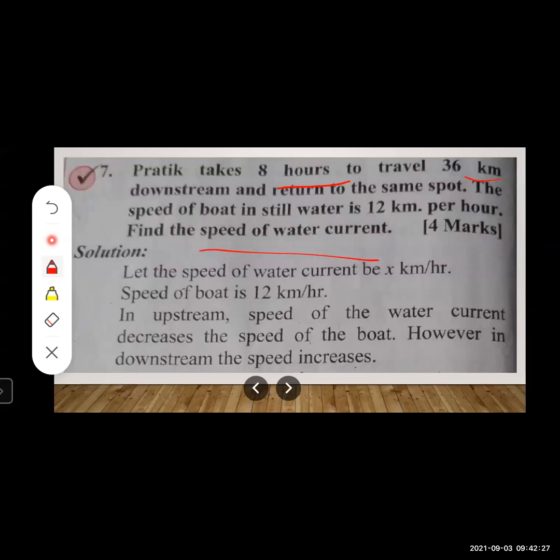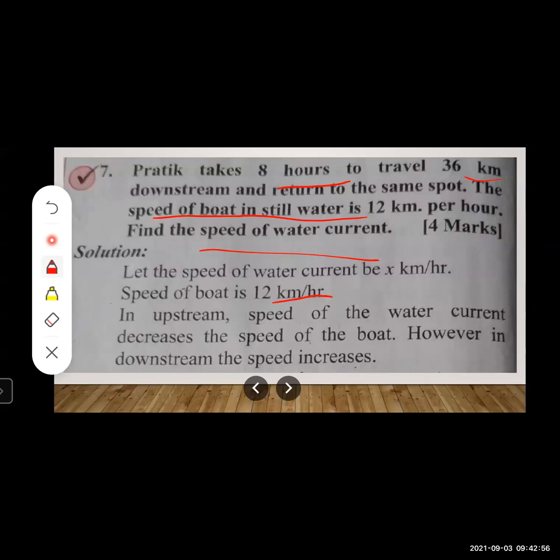Now let us assume the speed of the water current to be x kilometers per hour. Now, if you concentrate on this line, what has been given? The speed of the boat in still water is 12 kilometers per hour. So let us first of all write what is given in the sum. Speed of the boat is 12 kilometers per hour. Okay, now what is your next duty?